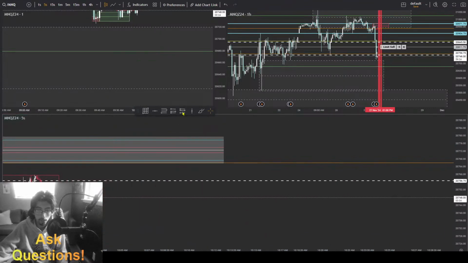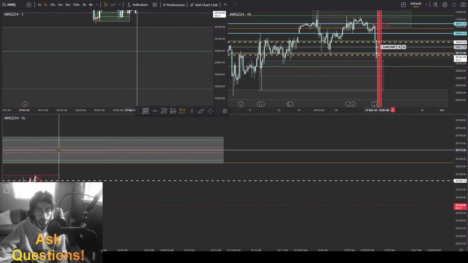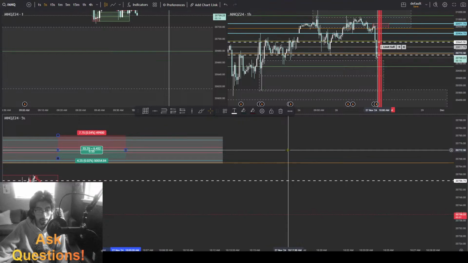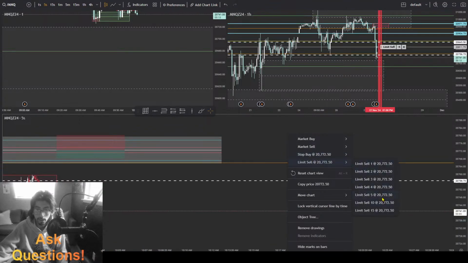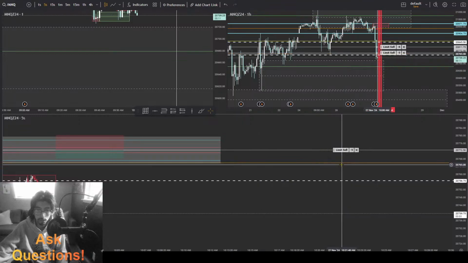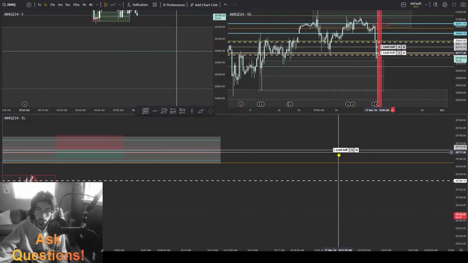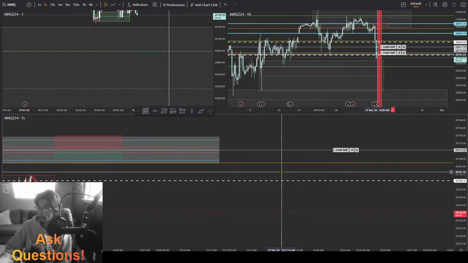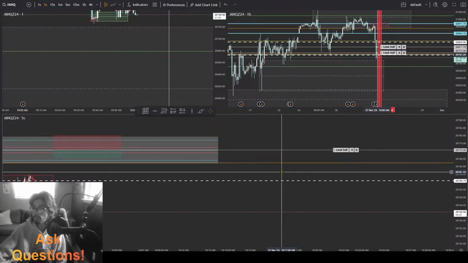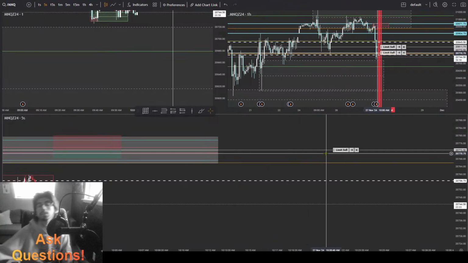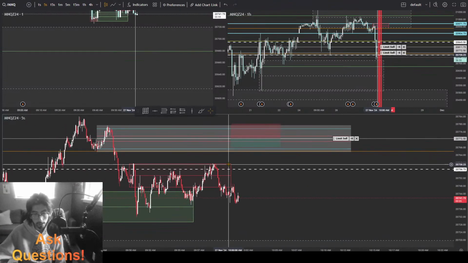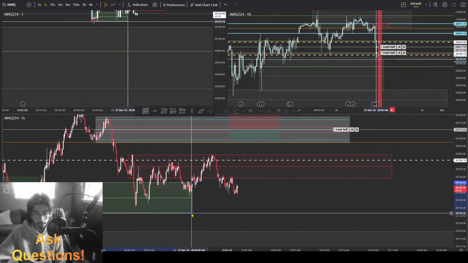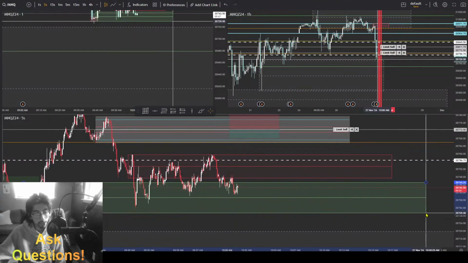I do want a reaction before entering. Let's see. 6 contracts. Limit sell 5. Limit sell 1. Okay. Even if we busted this, it's pretty stable. Ranging.